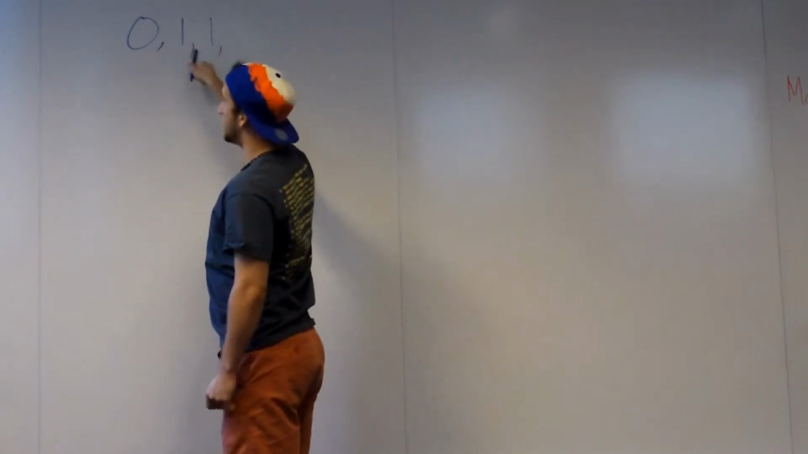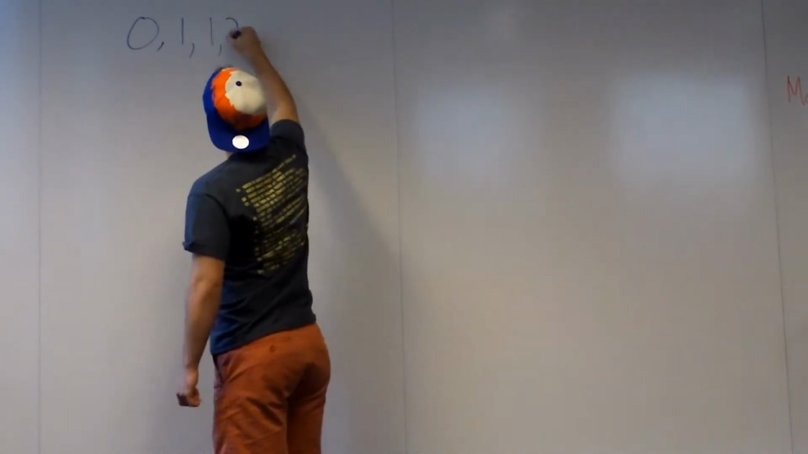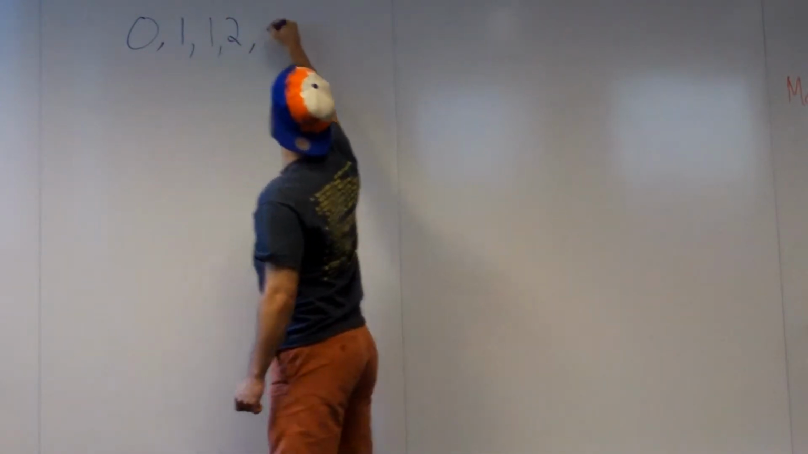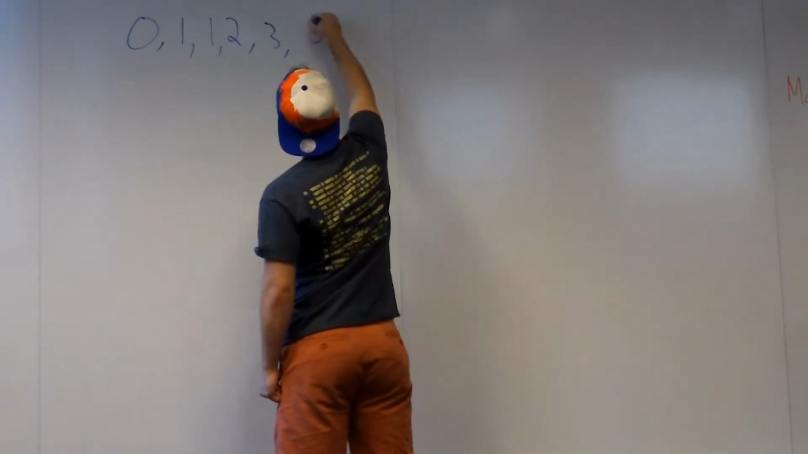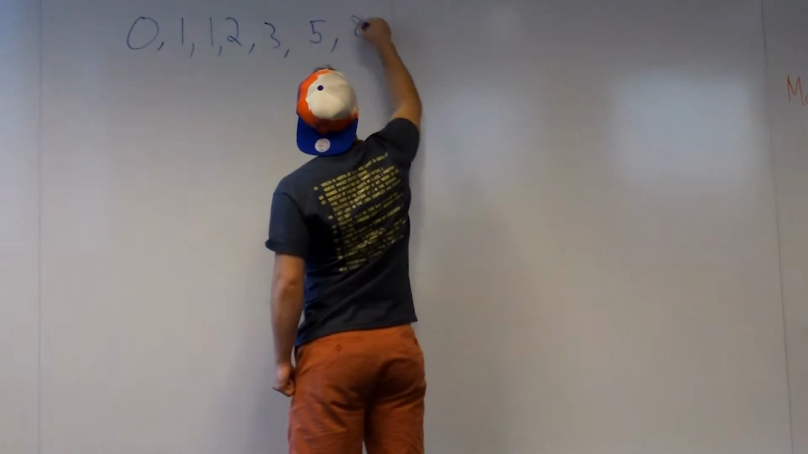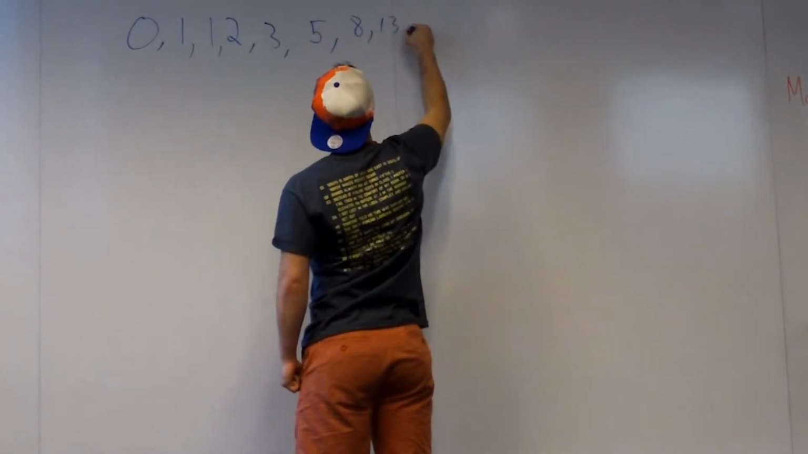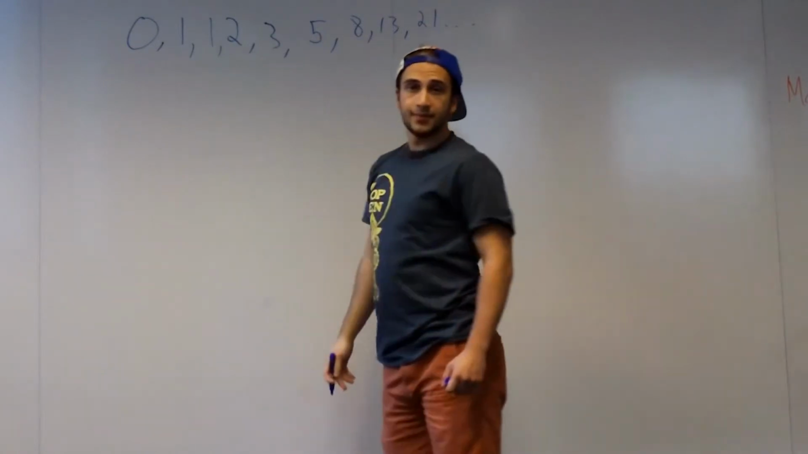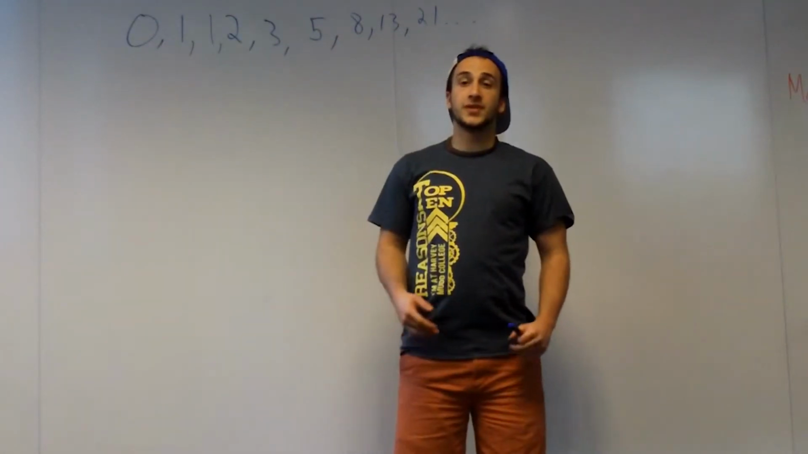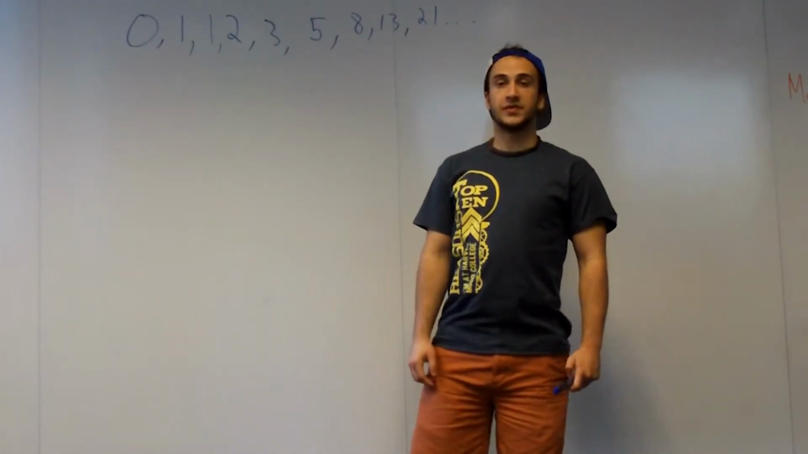Next, 1 plus 1 is 2. 2 plus 1 is 3. Then 3 plus 2 is 5. 8. 13. 21. And so on. We can represent the Fibonacci sequence recursively.